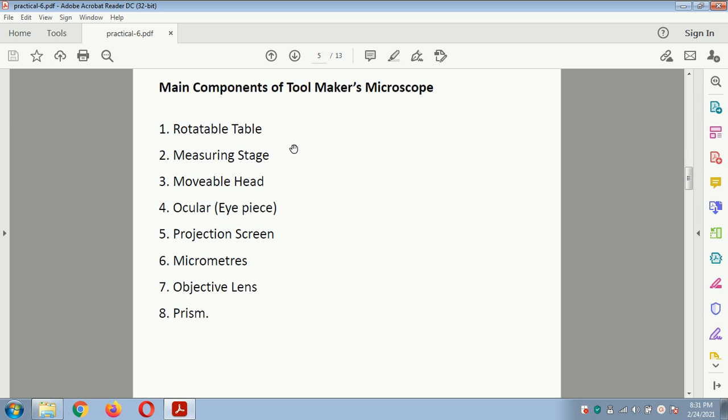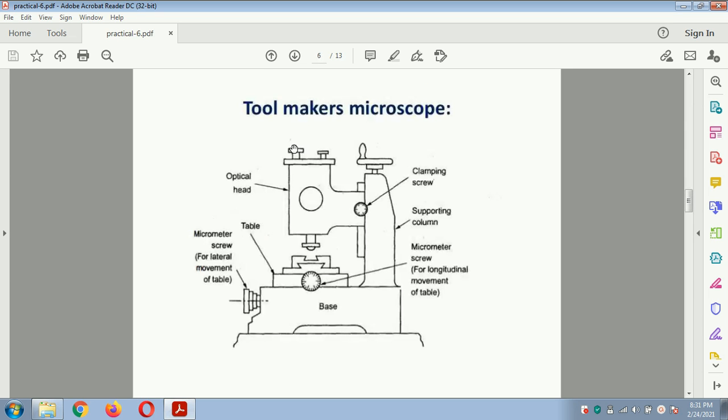The main components of the tool maker microscope are the rotating table, measuring stage, movable head, ocular, projection screen, micrometer, objective lens and prism. So this is a basic diagram related to the tool maker microscope. It consists of various parts, that is clamping screw, supporting column, micrometer screw, table, micrometer screw with lateral table, and optical heads.